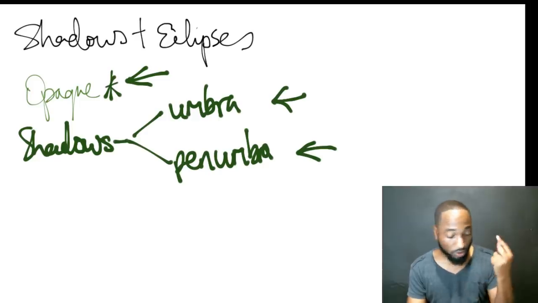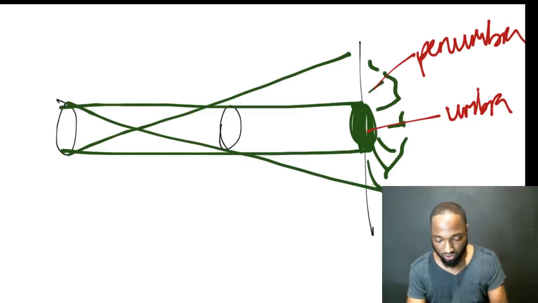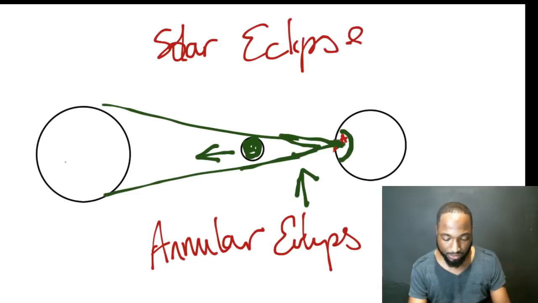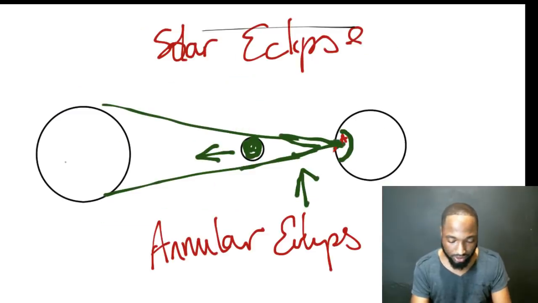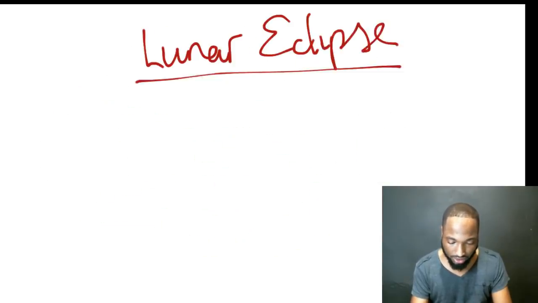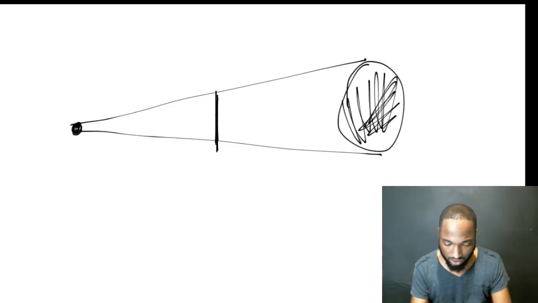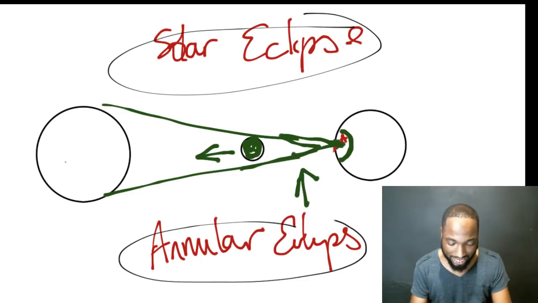Shadows and eclipses. We talked about what opaque means. Two types of shadows: umbra and penumbra. Draw the diagram. Show how to get the umbra and penumbra, crossing to get the penumbra like that. Then solar eclipse, annular eclipse, lunar eclipse. We talked about two types of eclipse, right? One and two. Now, this is just a style of solar eclipse that can take place if it didn't reach all the way down.